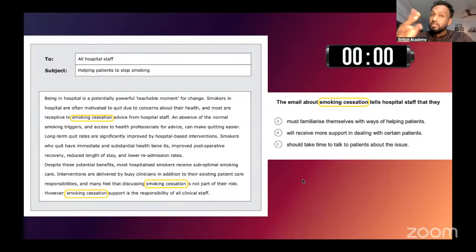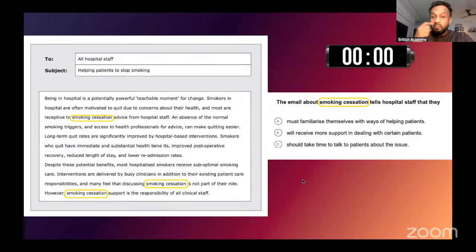However, now something contradicting is coming. However, smoking cessation support is the responsibility of all the clinical staff. They're not giving an obligation, they're giving a recommendation. Yes, wonderful people. I can see a lot of people have written C. Good. Why? Because that is the recommendation.